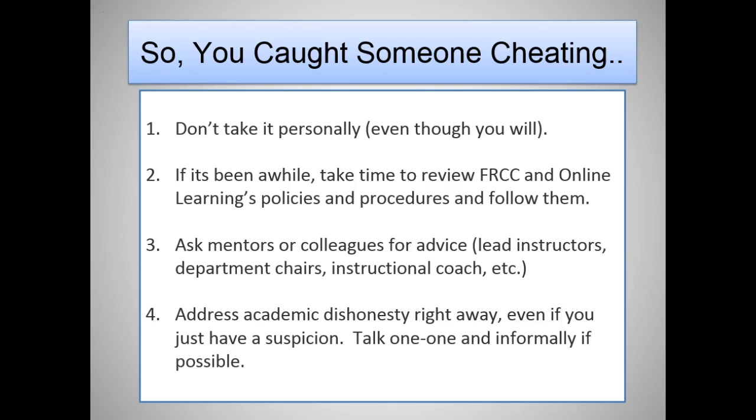So, if you catch someone cheating, this might be on an exam, on homework, a plagiarized essay. What do we do about it? Don't take it personally. You will. I've already talked about that.